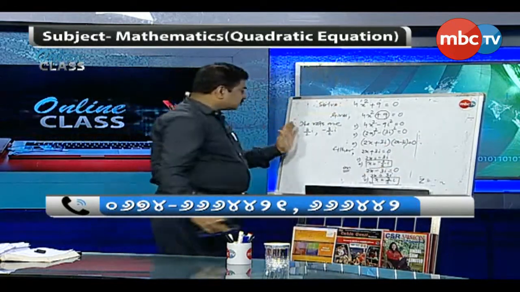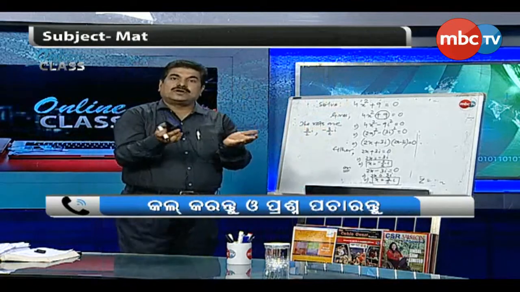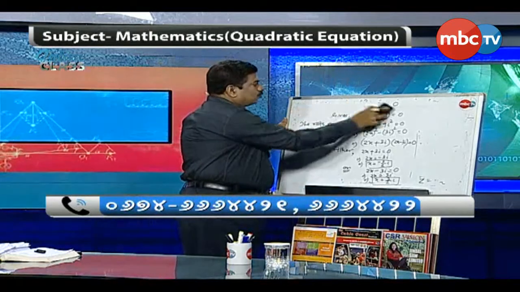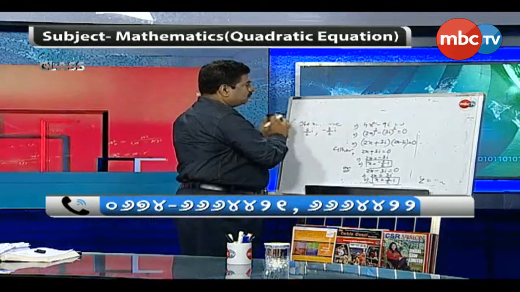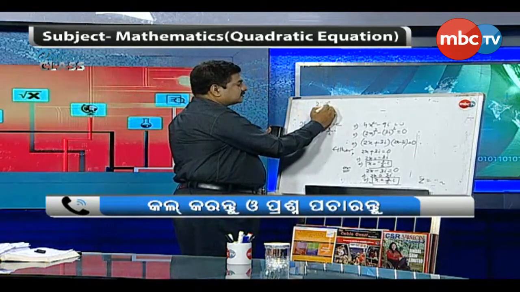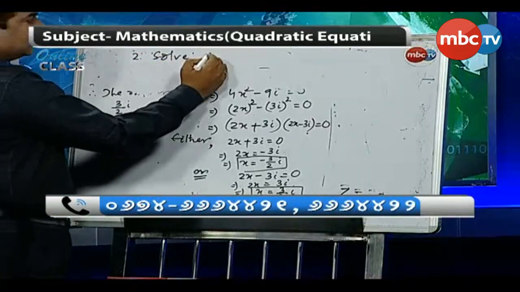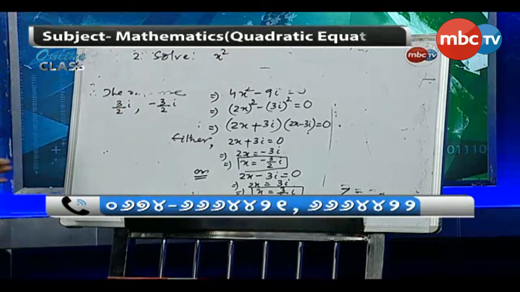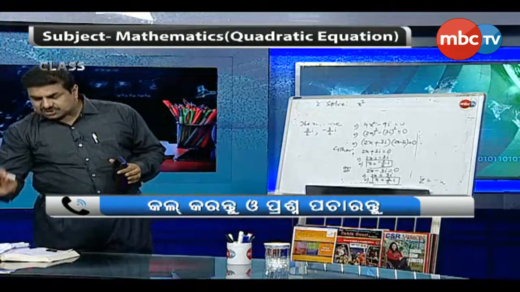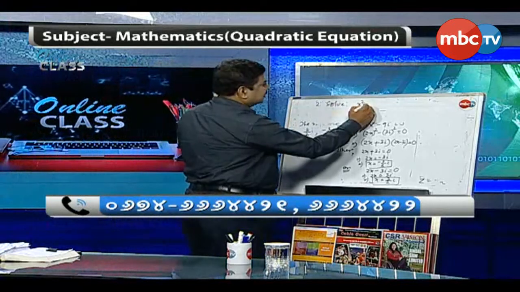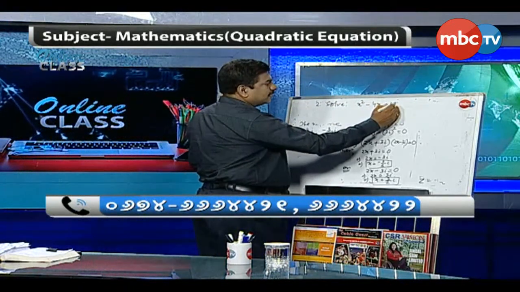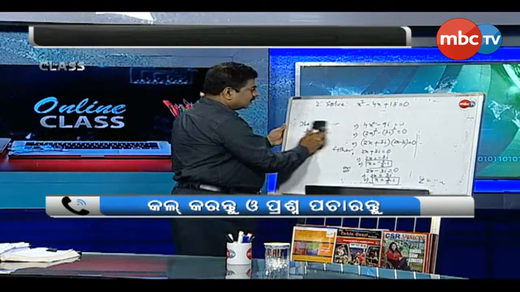Next question, here you see these two roots are conjugate to each other. Next I will solve one more question, number 2. Solve x square minus 4x plus 13. Okay.